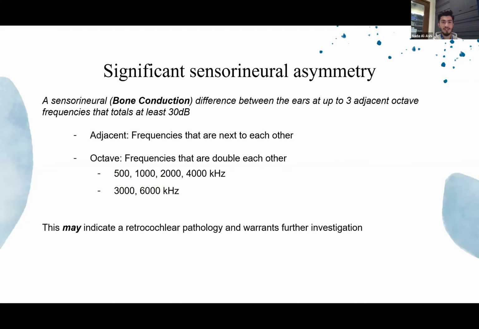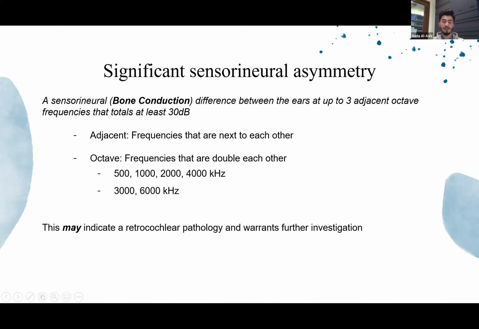By adjacent frequencies, I mean frequencies that are next to each other. So for example, 1000, 2000, they're next to each other. And by octave frequencies, I mean frequencies that are double. So for example, we've got here 500, 1000, 2000, and 4000. These are all octaves. And we've also got 3000 and 6000.